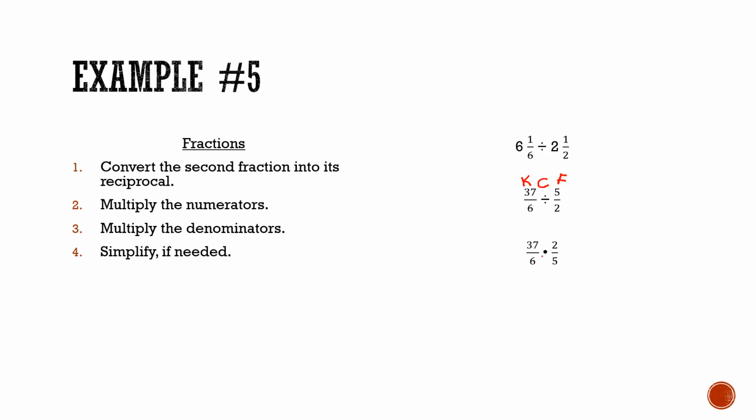I can't cross-cancel 37 and 5, but I can 2 and 6. Both can be divided by 2. 2 divided by 2 is 1, and 6 divided by 2 is 3. And 37 times 1 is 37, and 3 times 5 is 15. You can leave your answer like this or convert it into a proper fraction of 2 and 7/15. Either answer would be accepted.